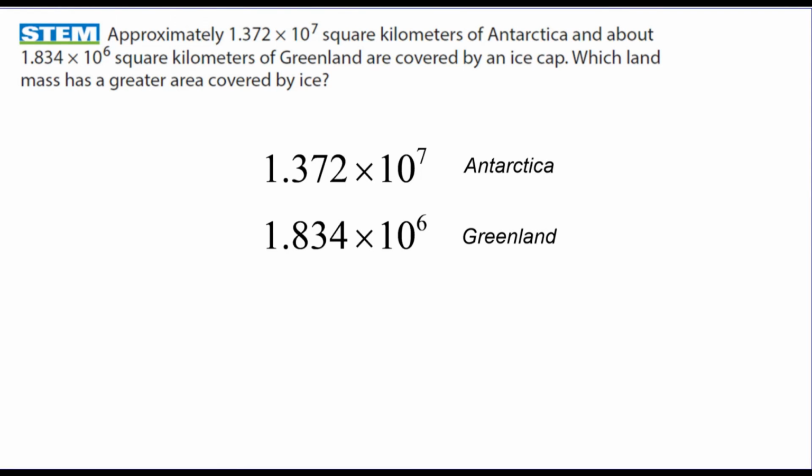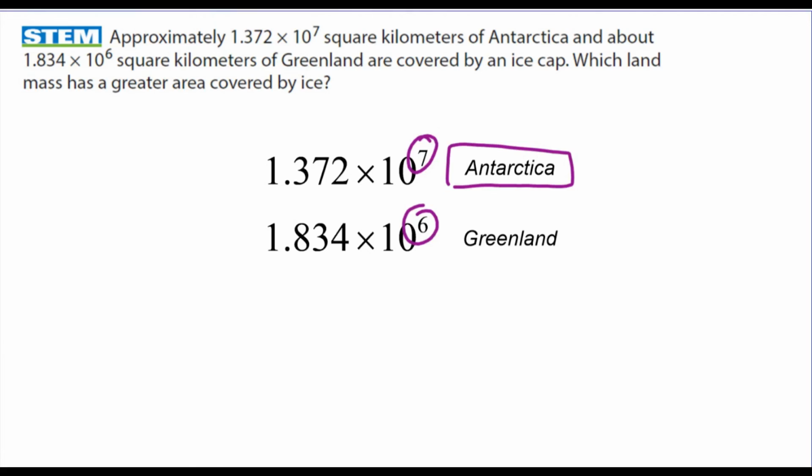So let's look at an example here. Approximately 1.372 times 10 to the 7th square kilometers of Antarctica, and about 1.834 times 10 to the 6th square kilometers of Greenland are covered by an ice cap. Which landmass has a greater area covered by ice? So again, I have these numbers rewritten here in scientific notation. Which one of these two is larger? Well, again, the first thing I want to look at is the exponents. Which one has the larger exponent? Antarctica does, so that means that this is the larger number. So Antarctica has a greater area covered by ice.